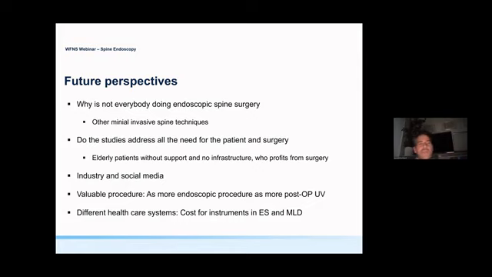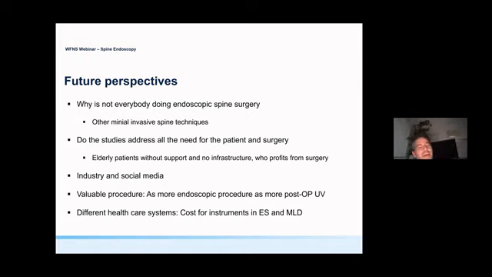We have to evaluate which patient profits from the surgery and which not, because lately, at least in the United States, the health insurance companies came up with the term valuable surgery. And because the number of transforaminal endoscopic procedures has risen, also the number of patients that are going to the emergency rooms or to other hospitals has risen too after the procedure. And this is not the idea for the health insurance.